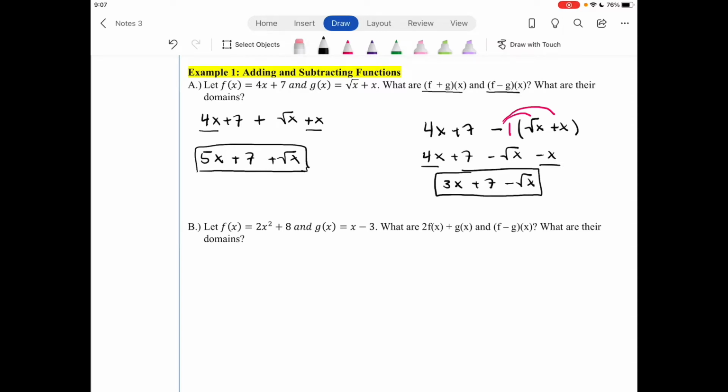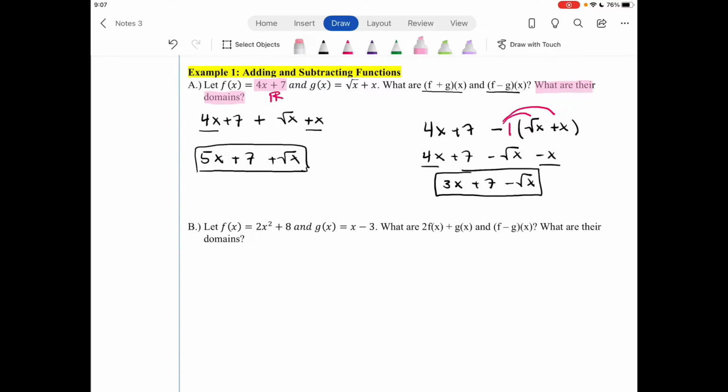Now this brings us to the second part of the problem: what are their domains? Remember, the domain is a combination of the individual domains of each function. With our first function, f of x, we had 4x plus 7. We want to ask ourselves, are we allowed to plug in any value of x? Are there any restrictions to the numbers we can plug in? Another way to look at it is to ask, what kind of function is this? This would be the graph of a line, and we know that for a line, we can have both positive and negative x values, which means the domain is all real numbers.